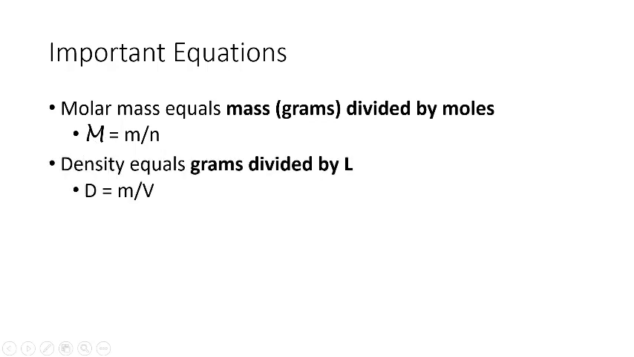We, of course, remember that density is just grams divided by volume. You might be used to using milliliters for density, but since we're using the ideal gas law, our density will be in liters here because we have to use liters for the ideal gas law. Finally, the ideal gas law, you all know, PV equals nRT.